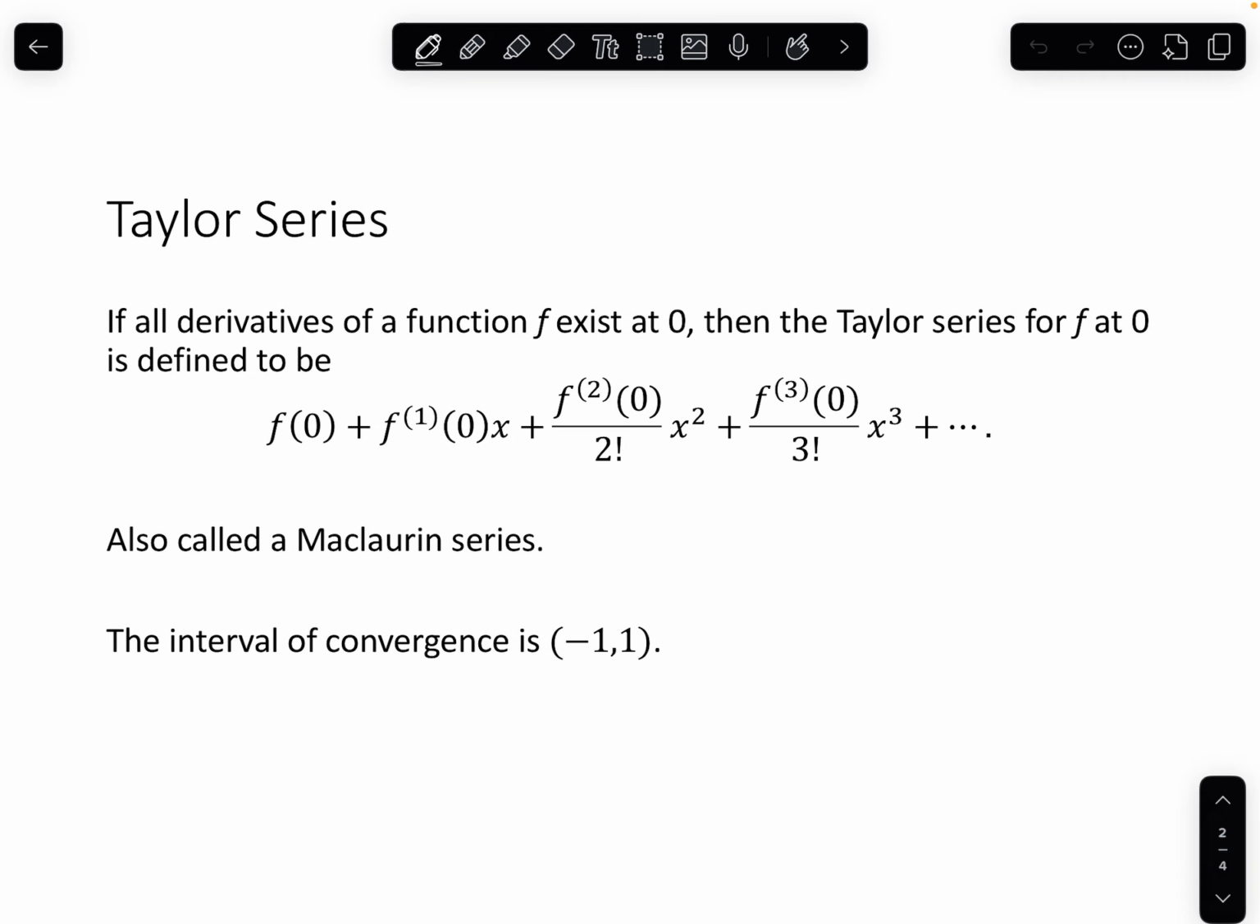So for the Taylor series, if all derivatives of a function f exist at zero, the Taylor series for f at zero is defined to be f of zero plus the first derivative of f at zero times x plus the second derivative of f at zero divided by 2 factorial times x squared plus the third derivative of f at 0 divided by 3 factorial times x cubed, and so on. This has a special name to it called a Maclaurin series, and its interval of convergence is from -1 to 1.